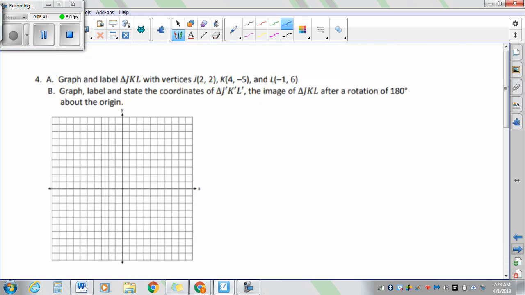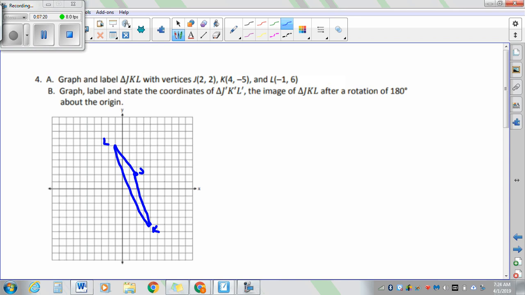All right, so these last guys are the same idea, but now instead of just 1 point, we are going to do multiple points. So for starters, graph and label triangle JKL with vertices, which is just a fancy word for corners. J is at 2, 2. K is at 4, negative 5. And L is at negative 1, 6. And because it tells us it's a triangle, we're just going to connect those all.